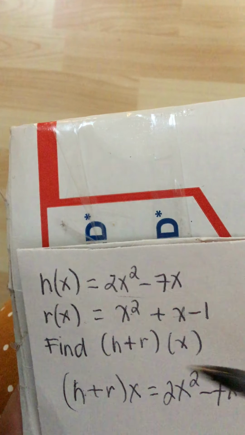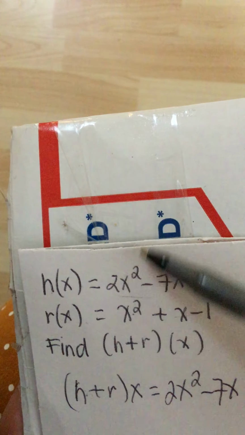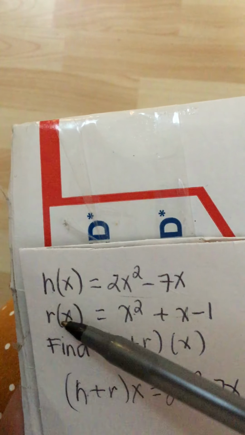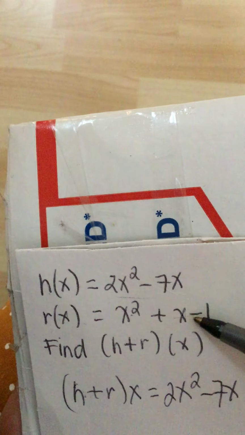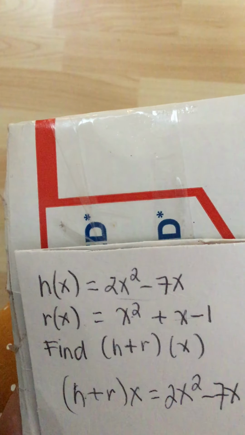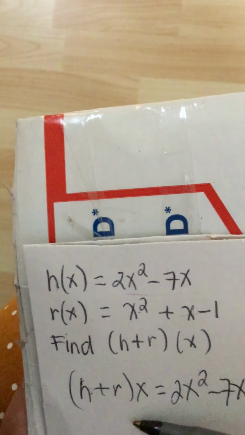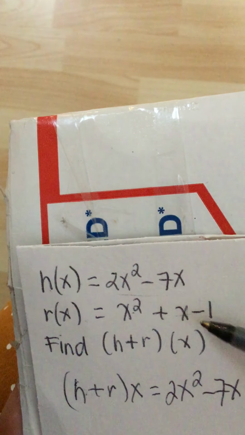So we have two functions here. h of x is equal to 2x squared minus 7x, and r of x is equal to x squared plus x minus 1. Now they want us to find what is (h plus r) of x.